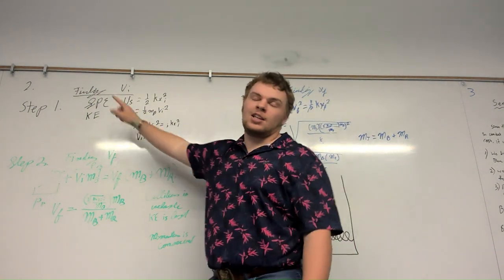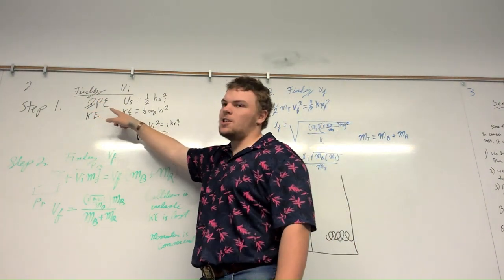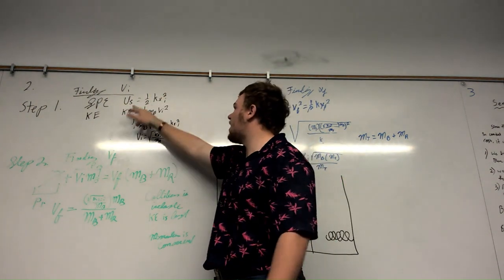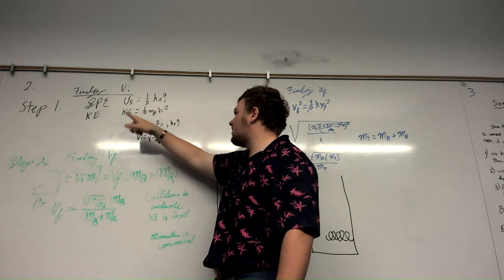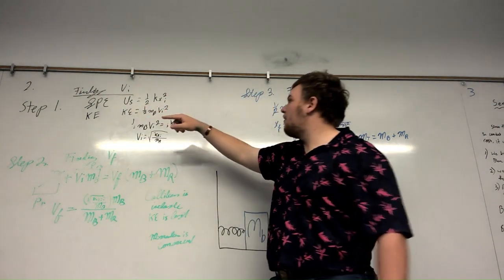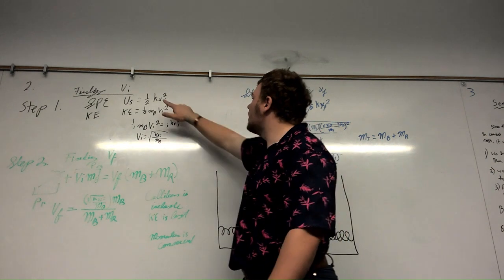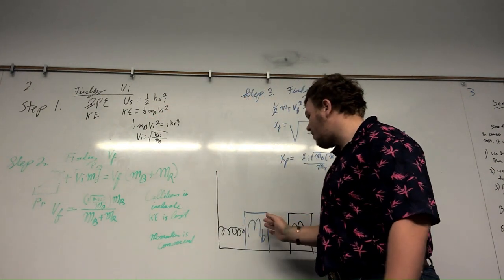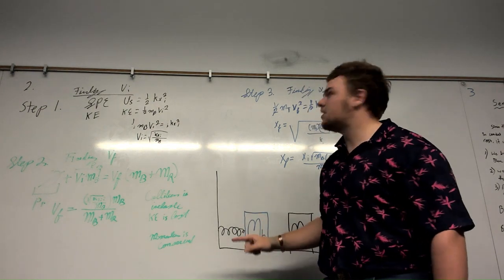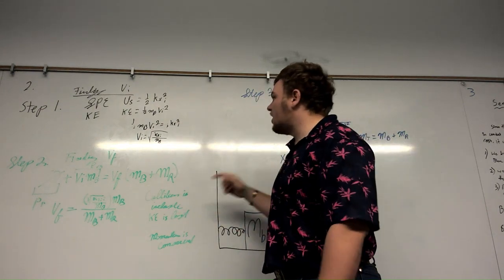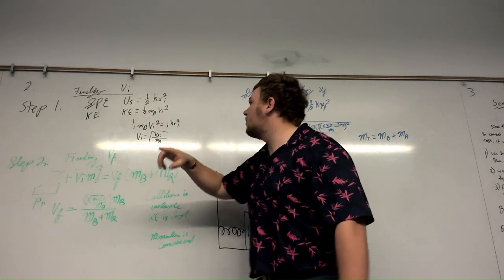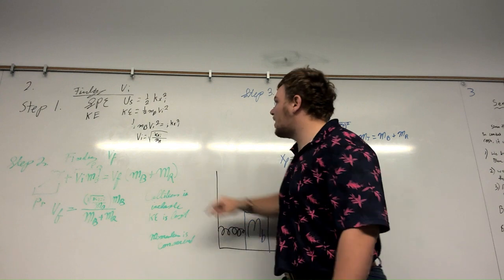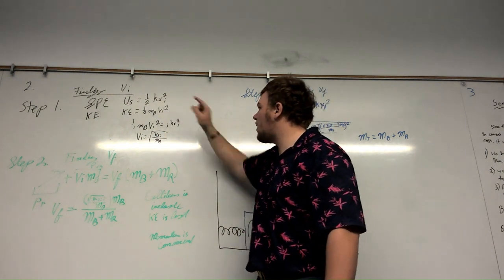And for this, we're going to need the spring potential energy equation, which is U_s, where U represents potential energy and s as a subscript represents the spring, equal to 1/2 k, the spring constant, times x_i squared, where x_i is the initial displacement, or how much the spring was compressed. We're also going to need the kinetic energy equation, which is kinetic energy equal to 1/2 the mass of the blue box times the initial velocity squared.